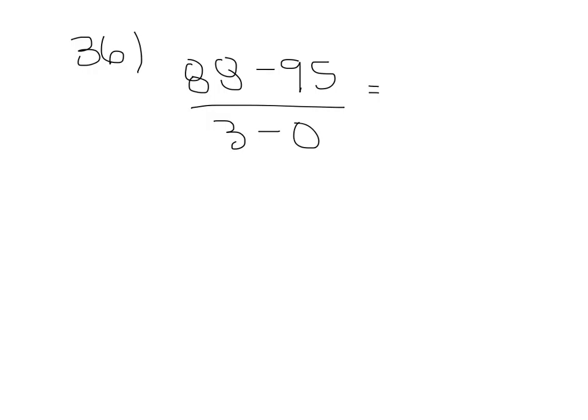Y goes on top, and technically that's going to be the grade. So I'm going to have 88 minus 95 over 3 minus 0. Remember, slope is y2 minus y1 over x2 minus x1. And this is going to be negative 7 over 3. And the one that has the negative 7 over 3 slope as well as the 95 y-intercept is going to be B.